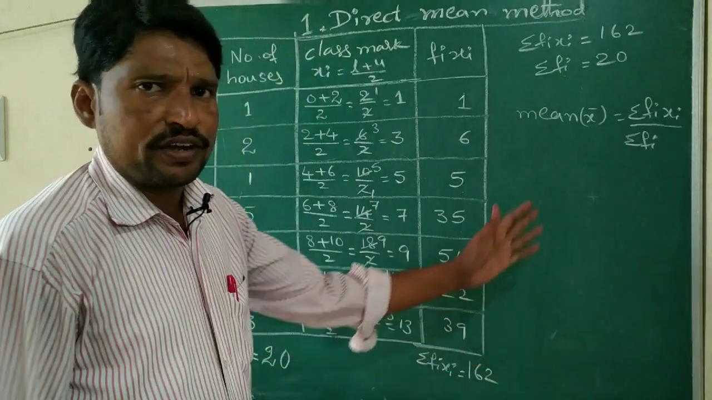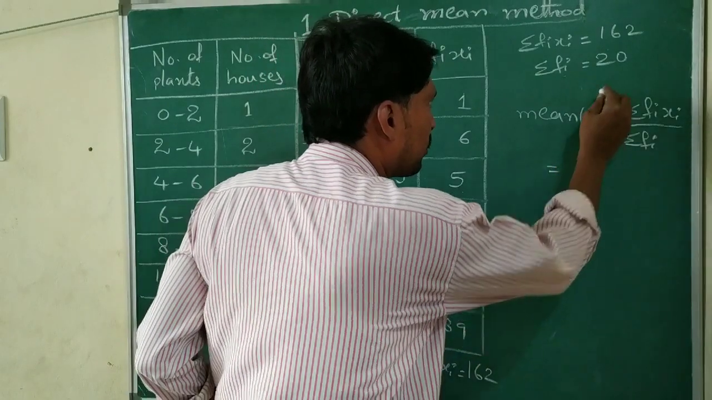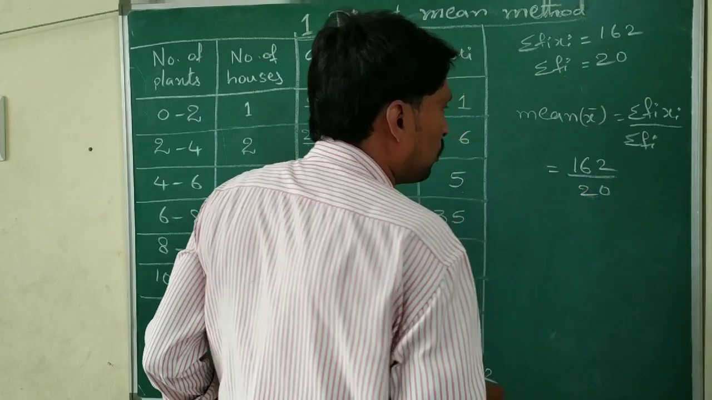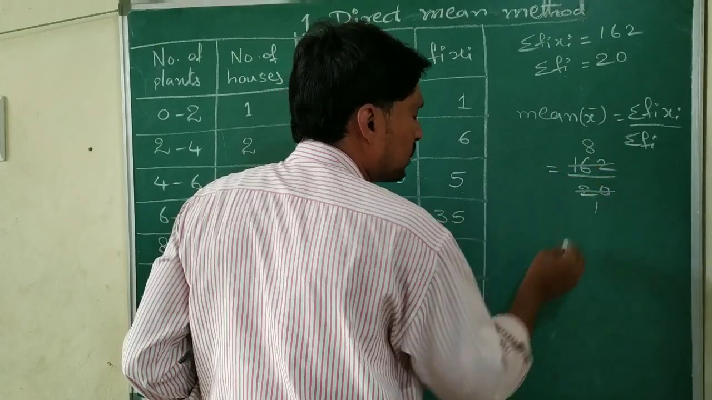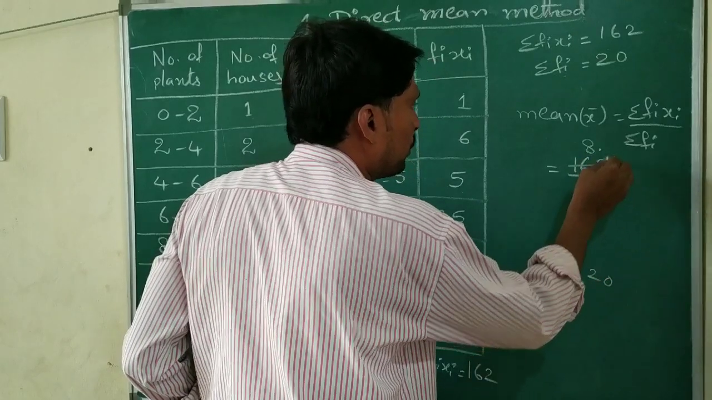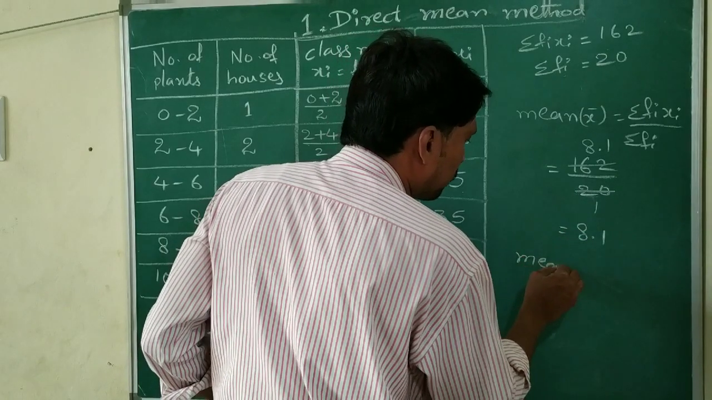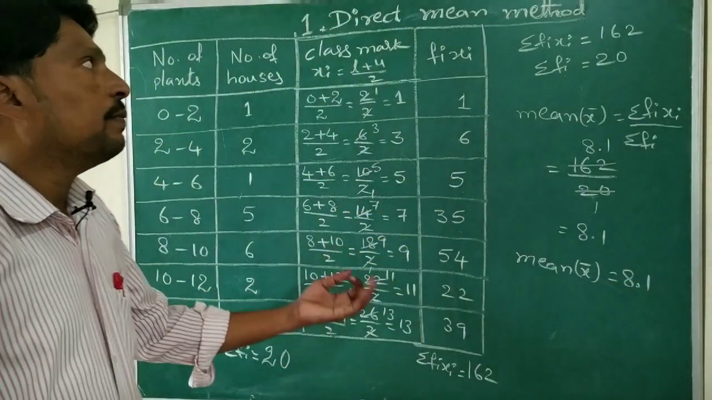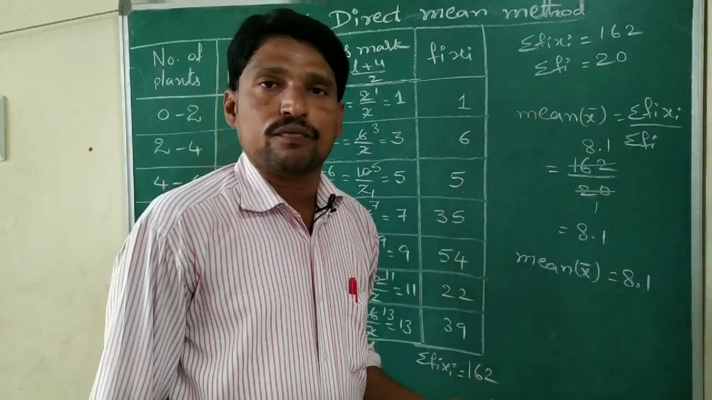So mean x bar equals sigma Fi Xi by sigma Fi. Sigma Fi Xi is 162, so 162 by 20. 2 tens are 20, 8 twenties are 160, so 2 remained. We need to keep the point, so we are getting 0. So 20 1s are 20, and in total we are getting 8.1. So mean x bar equals 8.1. This is the direct mean method, and in the direct mean method the formula is sigma Fi Xi by sigma Fi.